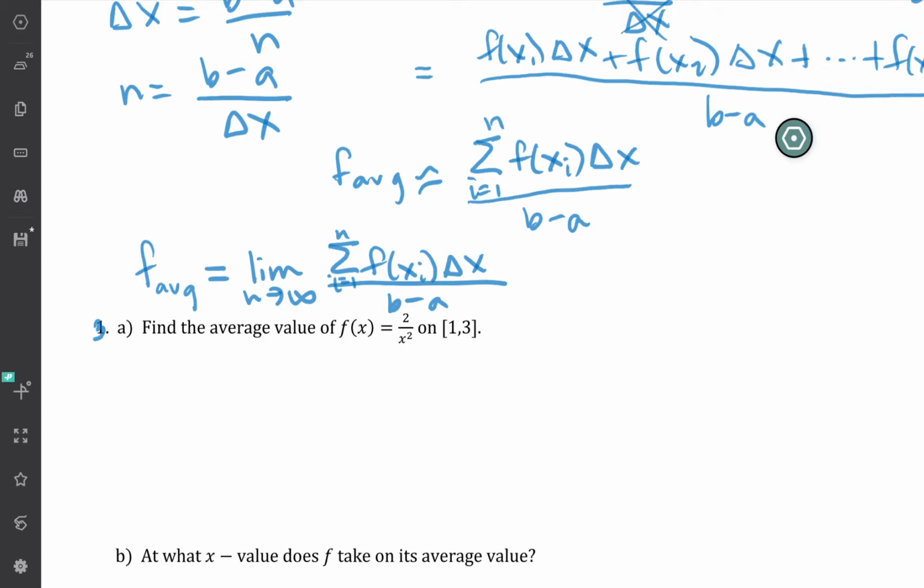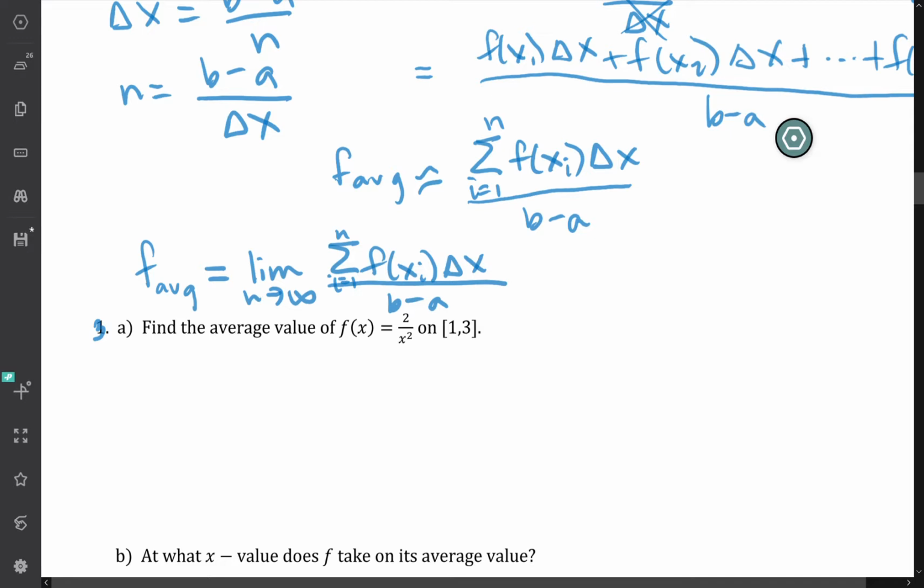Okay, right as I was getting to the end of this, it decided to cut off my clip. So here we go. We have gotten to the point where we're claiming that the average value of a function is equal to this limit down here. And hopefully we're recognizing that when we take the limit of these infinite sums, we get the integral. So really what we're looking at is the integral from a to b of f of x dx divided by b minus a.